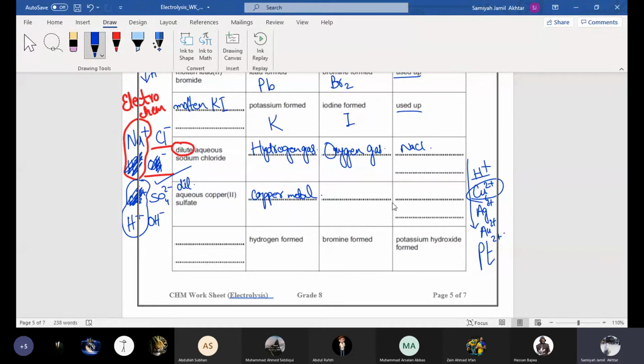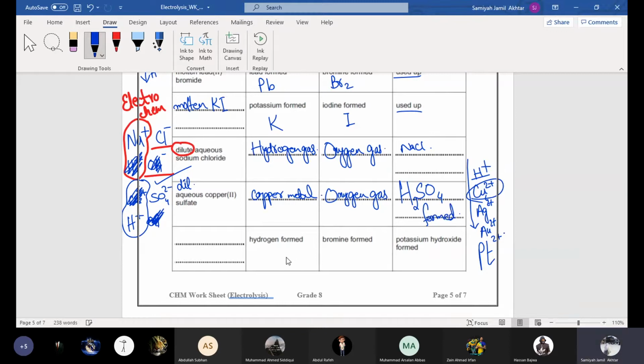What about the anode? Oxygen formed. As it is a dilute solution, oxygen gas is formed. Hydroxide is also gone. Now what is left in the solution? Hydrogen and sulfate, hydrogen sulfate, sulfuric acid formed.